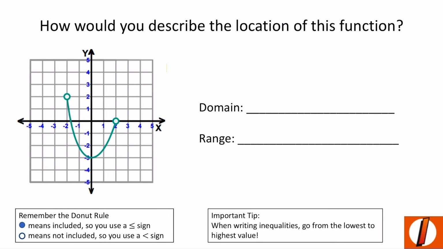So let's look at this example. How would you describe the location of this function? To describe the domain, a good place to start is to draw in boundary lines. I'm going to draw in a line beyond which my function does not exist to the left. Then I'm going to draw in a line beyond which my function does not exist to the right. If I look at my x-axis, that goes from -2 to 2. And then I put x in the middle. Remember, if I write in this order, both of my inequality signs will be less than signs. Since I have an open circle at both endpoints, I don't need to include those values. Range is going to be y.